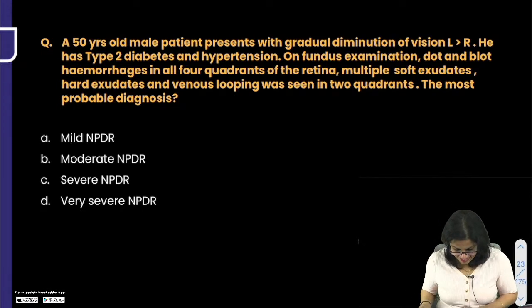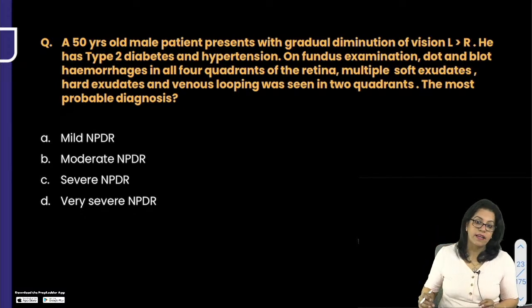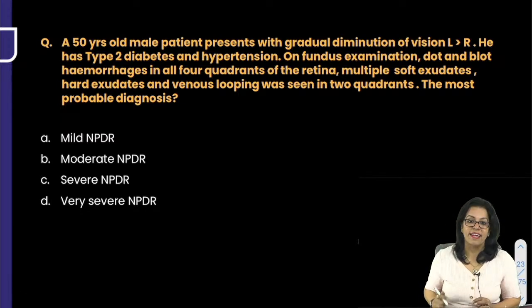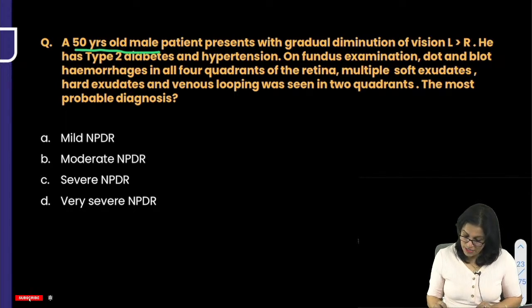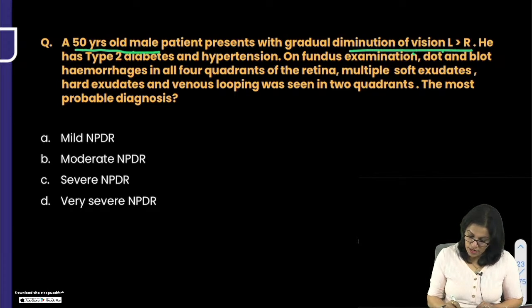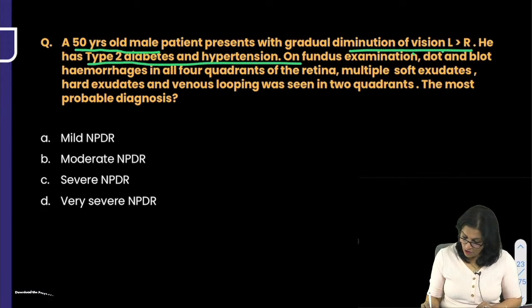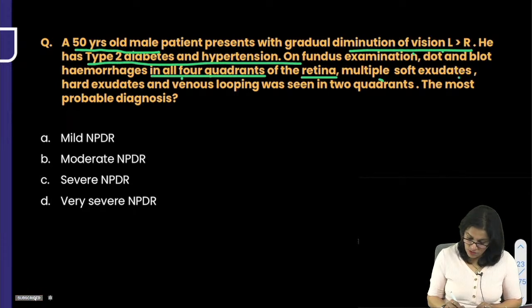Now we come to this question. Again the same tip. Why should I read the paragraph? First I will look at the options. Options are all different types of NPDR. Okay, this I'll keep in mind. Now I come to the question. A 50 years old male patient presents with a gradual diminution of vision, which is more in the left eye than right. He has type 2 diabetes and hypertension. On fundus examination, if they are asking you the different stages, this part is important. Dot and blot hemorrhages in all 4 quadrants of the retina. Multiple soft exudates and hard exudates and venous looping was seen in 2 quadrants.